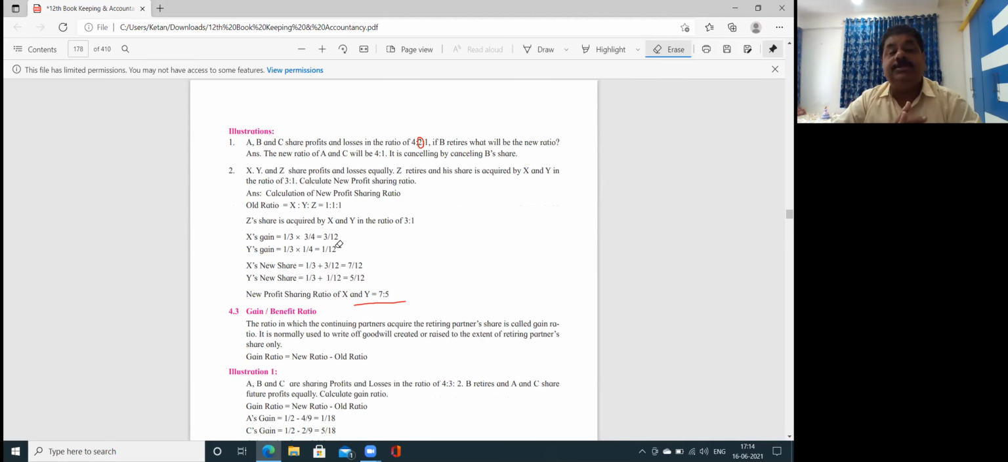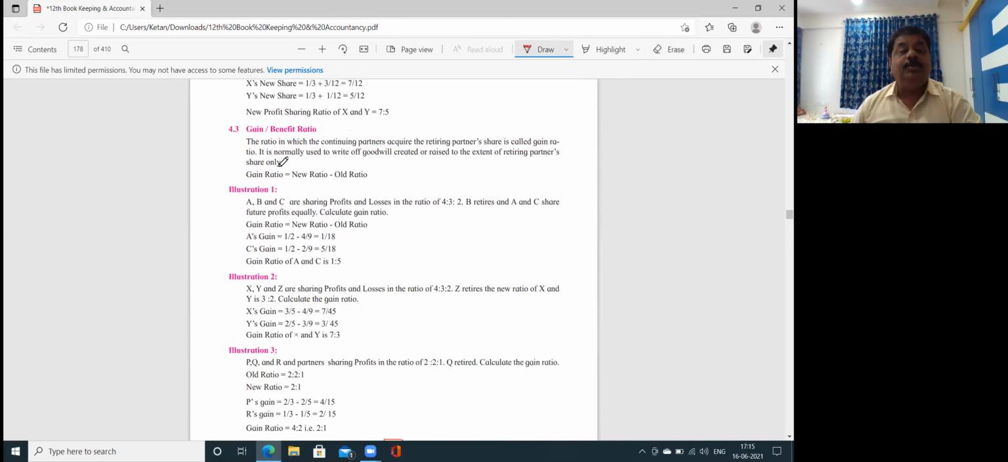But if it is given something like this, that X, Y, Z are partners, out of that Z is retiring and Z's share is taken by X 3/4 and Y 1/4, then you should first calculate the gain which they are getting from Z. Individually, X is getting 3/12 while Y is getting 1/12. That gain is to be added to their old ratio. 1/3 plus 3/12, 7/12, and 1/3 plus 1/12, 5/12. So in this way it is coming. So this is the calculation of a new ratio, the simple calculation I told you.